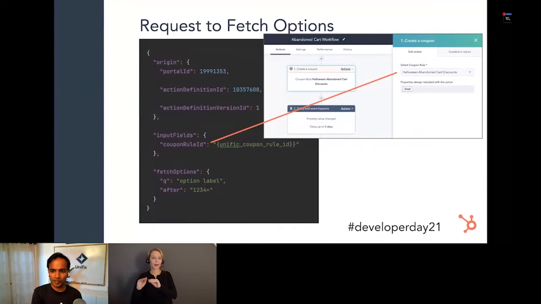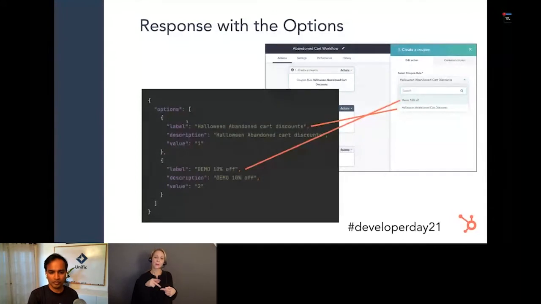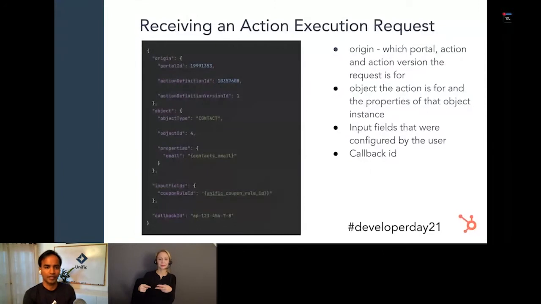This is the request to fetch options. Showing by example, we want to populate this dropdown. So when the customer adds your action to the workflow, an API call is made to your app to request these options. And of course, now your app needs to respond with those options. In our example, I've responded with Halloween abandoned cart discounts and demo 10% off. So these are the two options to display, and the customer can configure those.